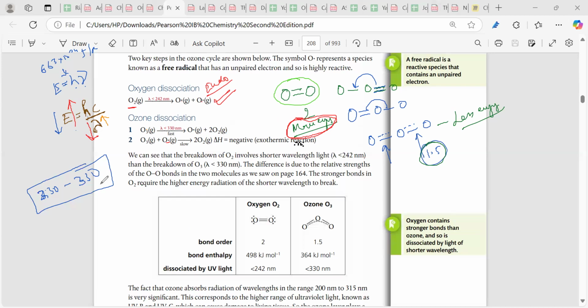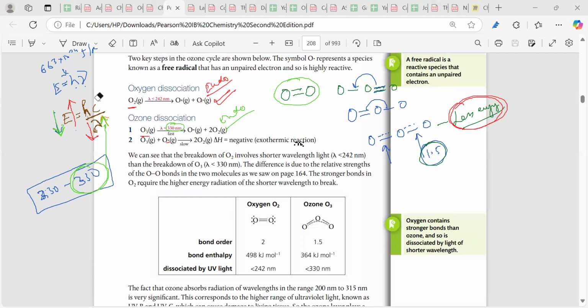Second reaction, ozone will also break by absorbing the lower energy region of the ultraviolet ray, because it has bond order 1.5. Which is the lower energy region? Lambda of 330. If the lambda increases, the energy decreases. So it absorbs the 330 nm region. This is also endothermic, because it's bond breakage.